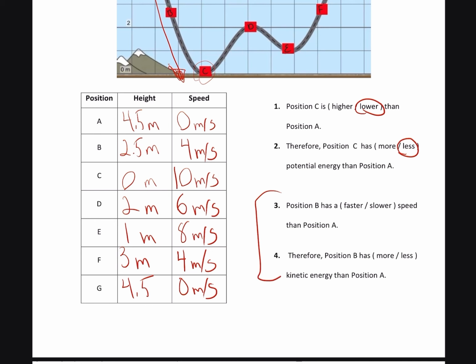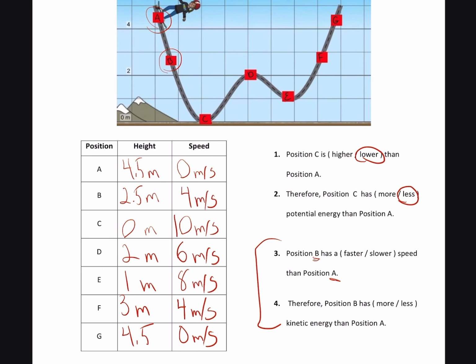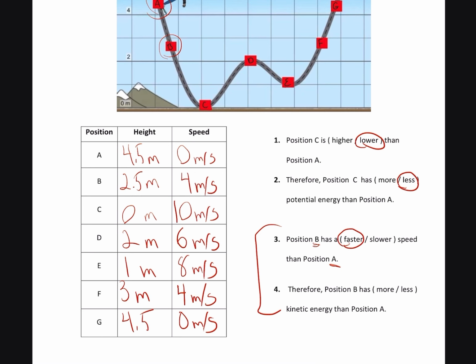When we look at 3 and 4, we need to find position B to see if it has a faster or slower speed than position A. So let's go up here and look at B and A. So at A, it's at the very top. And the higher up something is, the slower it moves. So I know that B is going to have a faster speed because our skater girl is starting to go down the slide. And then that means that position B is going to have more kinetic energy because the faster you're going, the more kinetic energy you have.